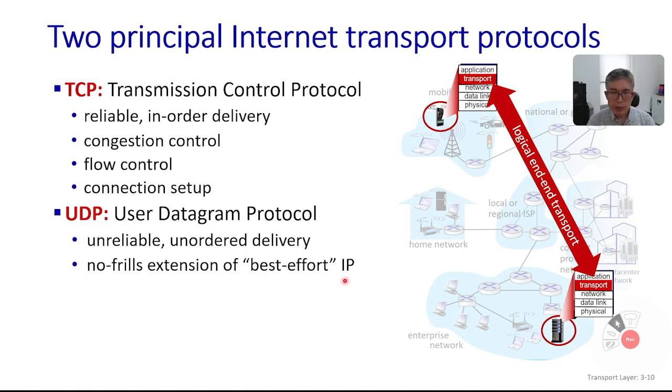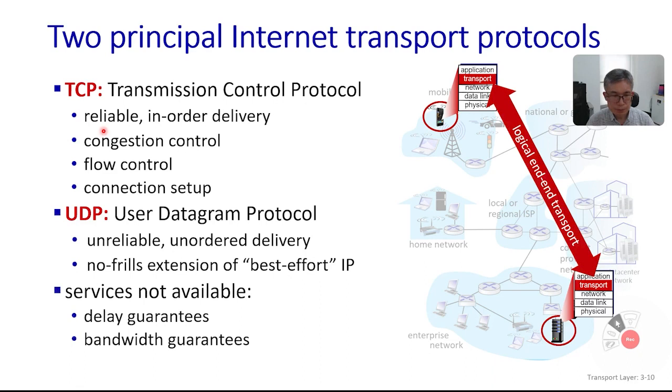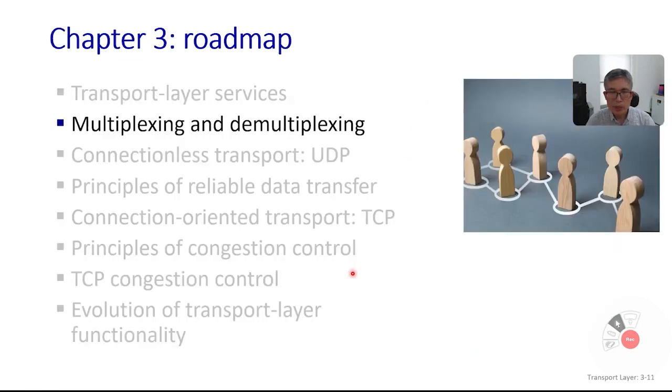Basically, TCP segments and UDP datagrams are delivered over the same unreliable IP network protocol, but TCP uses sequence numbers and buffering, so it can provide in-order and reliable delivery. Timers are also used. Services such as delay guarantees and bandwidth guarantees are not provided by the current Internet architecture. Secondly, multiplexing and demultiplexing.